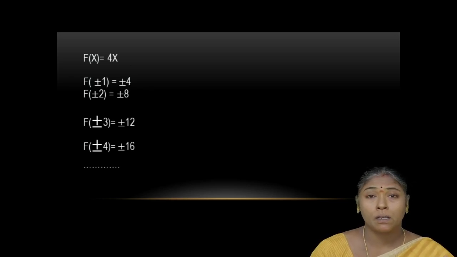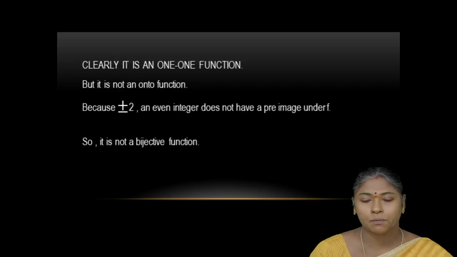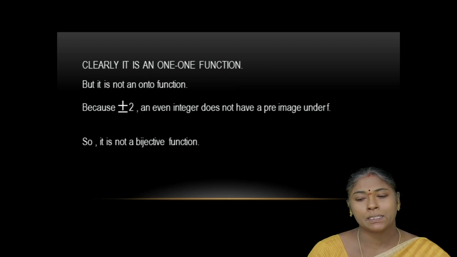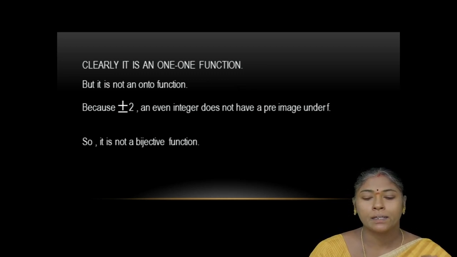But what about the onto condition? It will not be satisfied. So it is not an onto function because plus or minus 2, it is an even integer, does not have a pre-image under f. So this is not a bijective function.